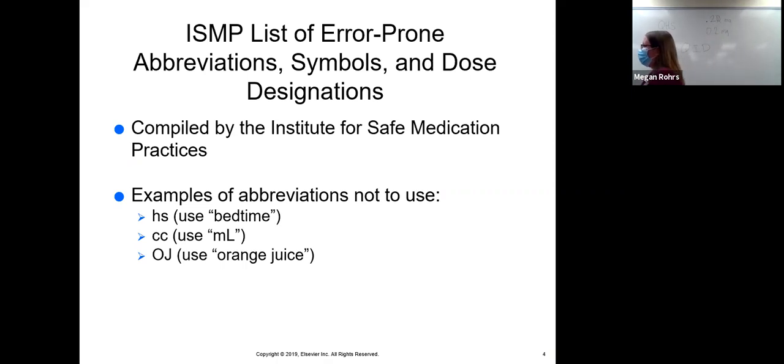CC, we prefer to use mL. So CC is a volume, cubic centimeter. It's equivalent to 1 milliliter, but we prefer to use milliliters. We always want to keep with the metric system in the pharmacy. Orange juice, kind of a random one there. Some drugs cannot be taken with certain types of juice. So if you ever see that on a patient's chart or a medication order, that is what that means.